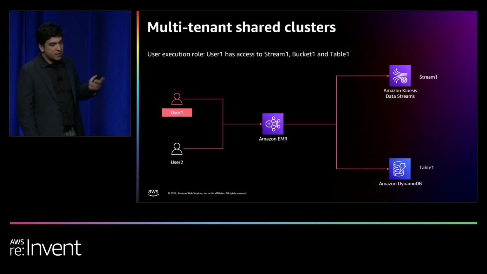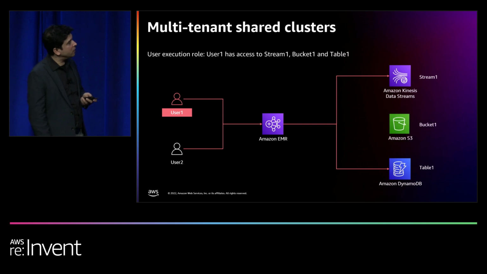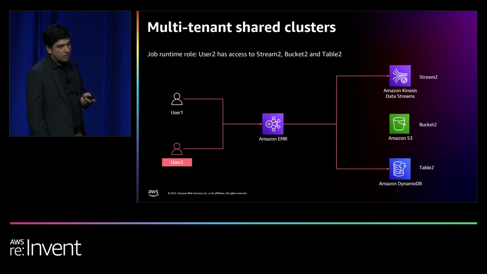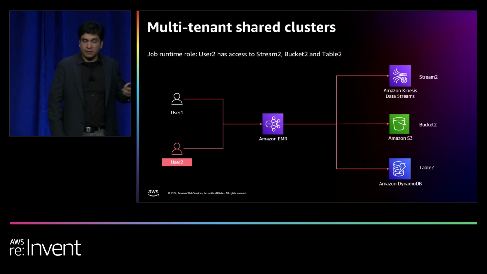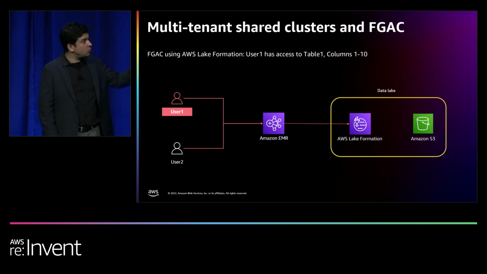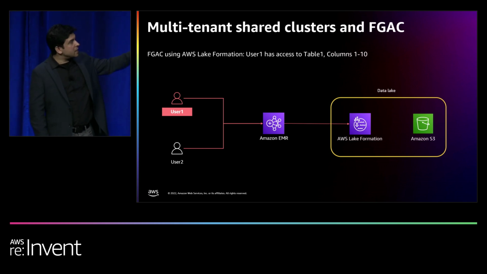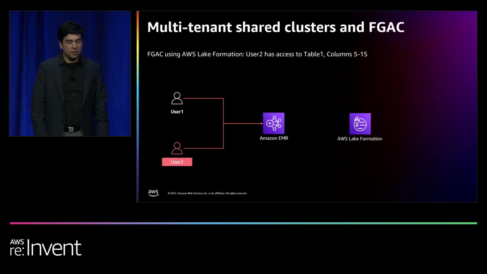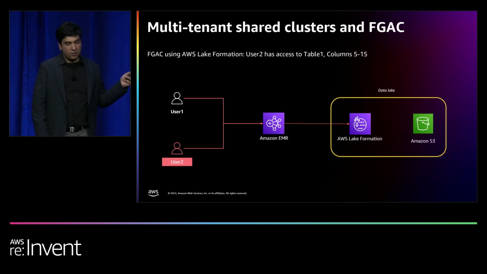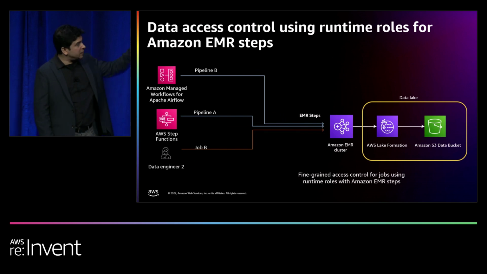Okay, so let's have a quick look at multi-tenancy and what it means. So we have two users. User 1 accesses stream 1, bucket 1, table 1. User 2 will access stream 2, bucket 2, table 2. While the same concept for Lake Formation means that these rules are defined in Lake Formation, and you can access certain columns for user 1 and certain other columns for user 2, right? So all of this is now available to you as part of EMR steps. So you can have multiple pipelines, and each pipeline has a separate role, and the roles get mapped into Lake Formation. So now you have multi-tenancy baked into your EMR cluster, okay?